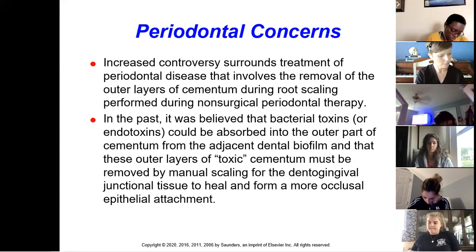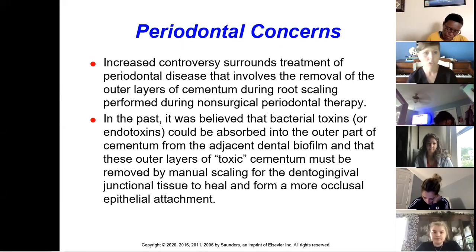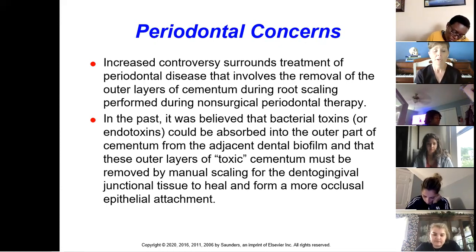Let's see. Periodontal concerns. Increased controversy surrounds treatment of periodontal disease that involves the removal of the outer layer of cementum during root scaling performed during non-surgical periodontal therapy. What happens is, because the cemental surface is very rough microscopically, if you have a periodontal pocket, the pathogens get in underneath the gum and adhere to those rough areas.